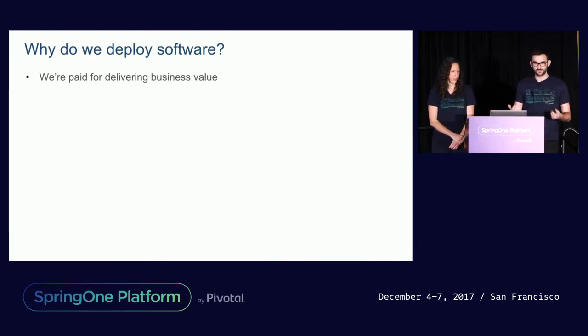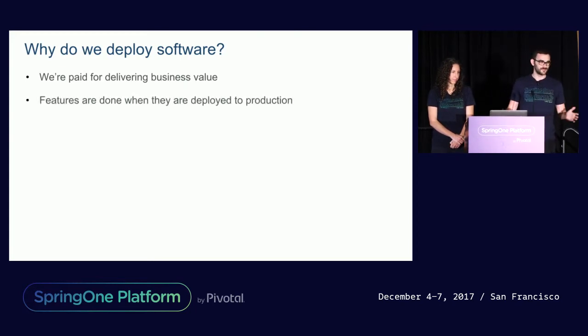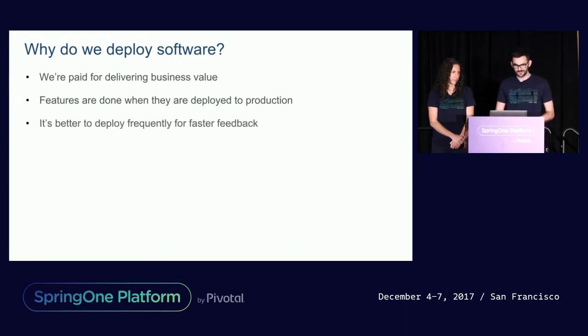So we're paying for delivering business value. If you go to production with your code, you're starting to deliver business value. The test environment doesn't really matter. Features are only done when they are deployed to production. Let's never, ever forget about this. And it's better to deploy frequently for faster feedback, right?